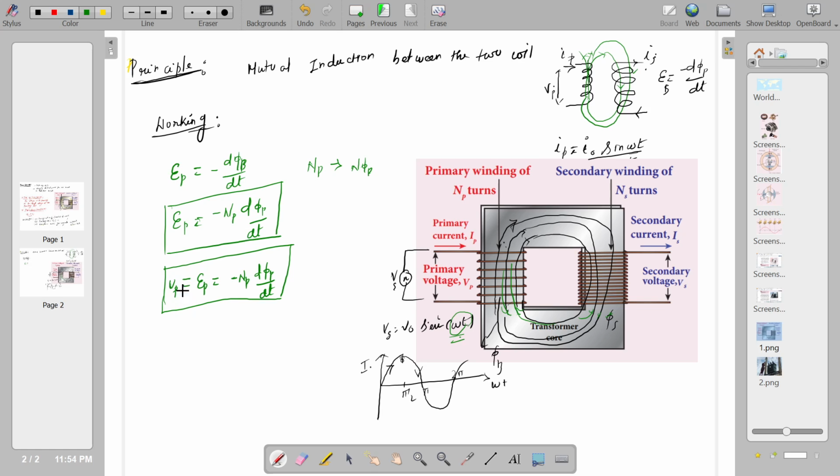So in the secondary coil, the induced EMF is equal to minus the number of turns times d phi B divided by dt. Here in general, the primary flux should be equal to the secondary flux, because the number of flux lines won't change, so it is equal to phi B. So here also you can use phi B.